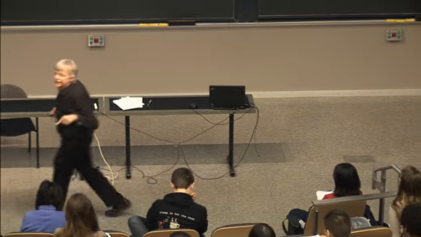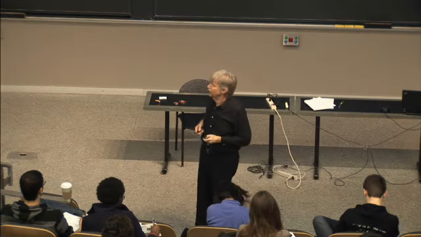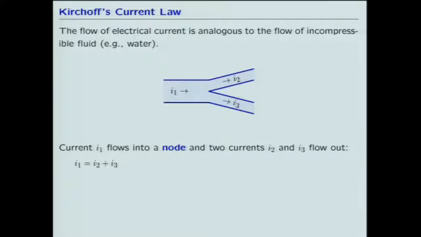So the idea then is that there's a systematic way, an easy way, to figure out all the KVL loops. You just think about all the possible paths through the circuit. You do have to worry about linear independence. In the case of planar networks, that's pretty straightforward. For planar networks, you can always figure out the linearly independent KVL equations by looking at the smallest possible loops, the loops with smallest area. Okay, so that's half of it.